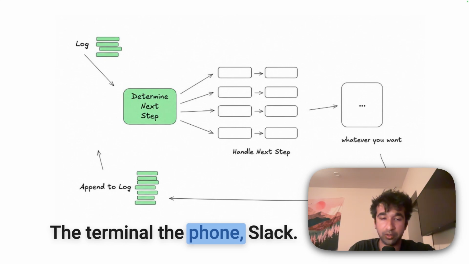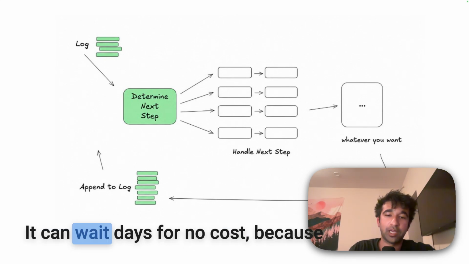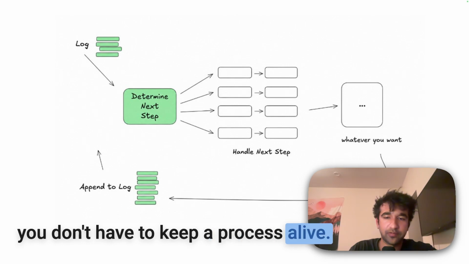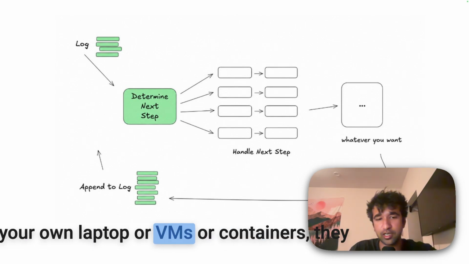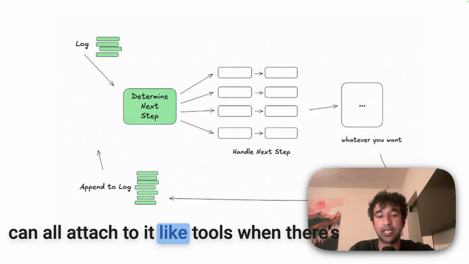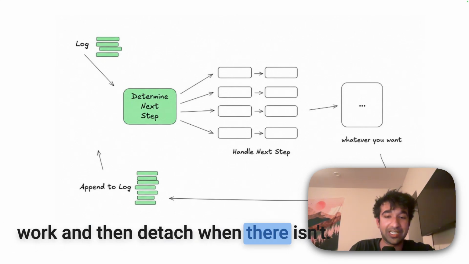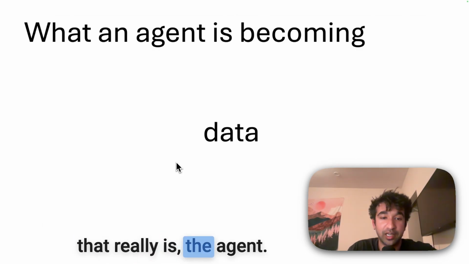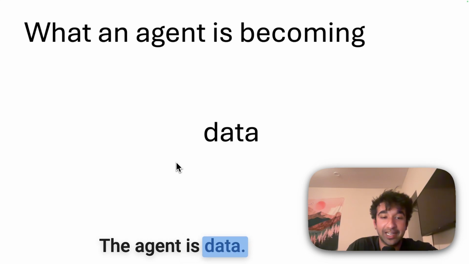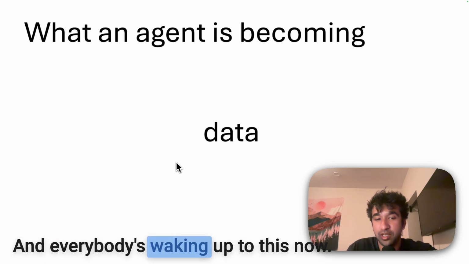The terminal, the phone, Slack, it can wait days for no cost because you don't have to keep a process alive. And then any machine, so sandboxes or your own laptop or VMs or containers, they can all attach to it like tools when there's work and then detach when there isn't. So this is super cool. Like an agent can outlive this for loop. That really is the agent. The agent is data. And everybody's waking up to this now.